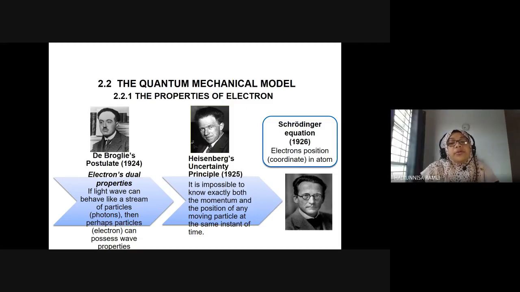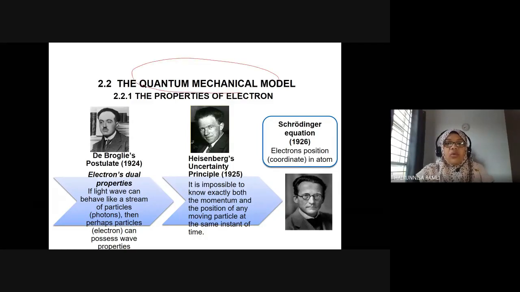Previously, from Bohr's model, they did not totally reject Bohr's model. From that model, they came up with other experiments and ideas, and the conclusion. That's why it is called the quantum mechanical model, not referring to only one name. They combine all the scientists' experimental outcomes together to get the properties of electrons.